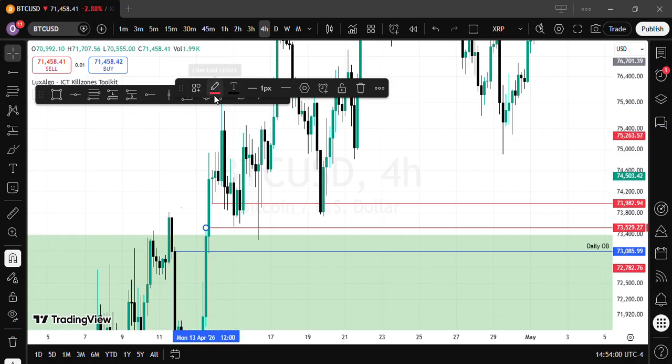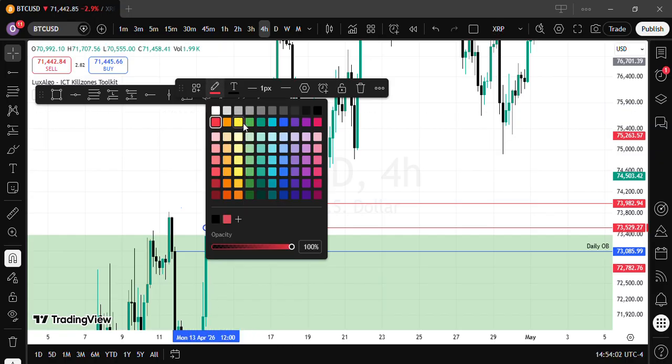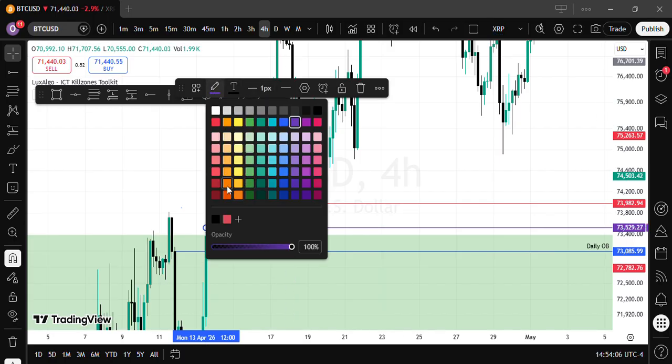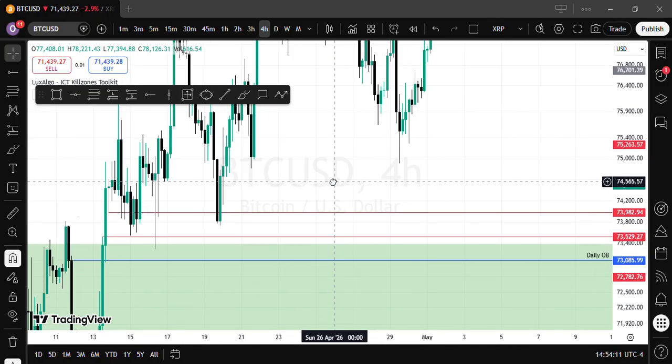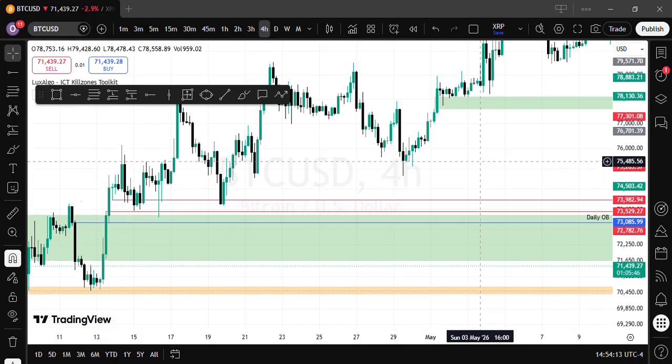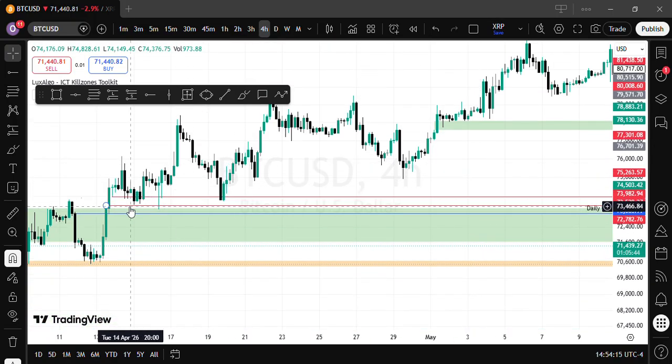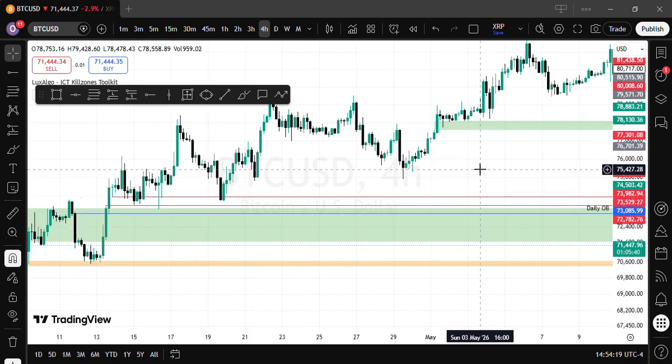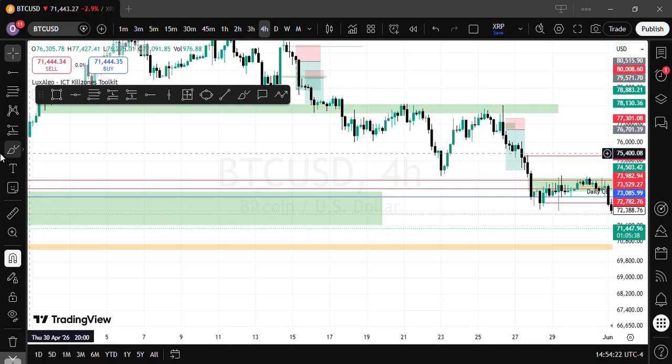Let me change the color so it doesn't confuse. Let me leave it like that. So this is a reverse fair value gap. Right now, this is a fair value gap. You can see how this fair value gap is respected, kept on pushing price up on the 4 hours, right?